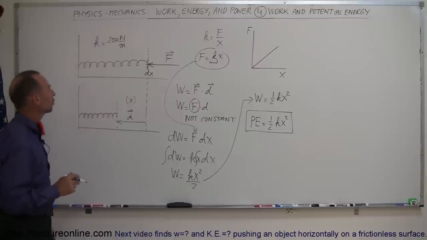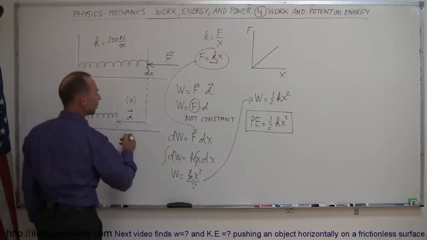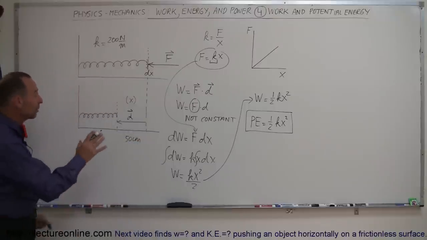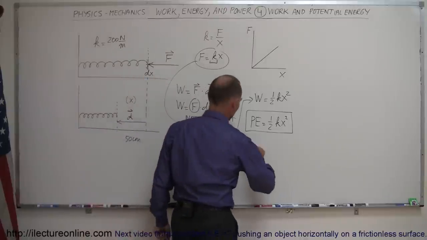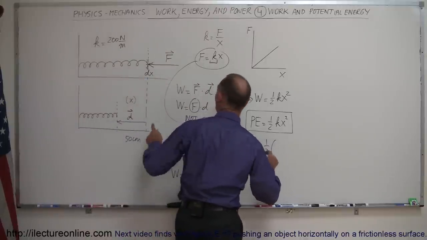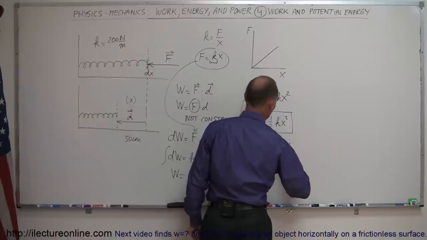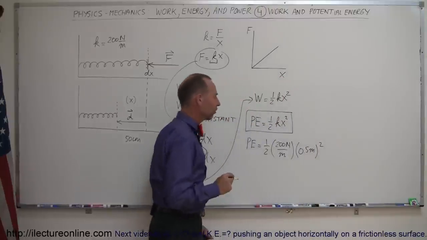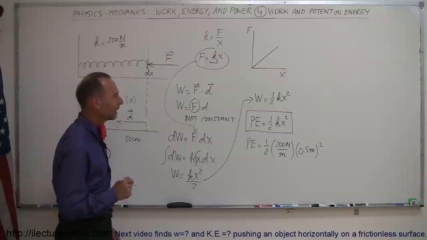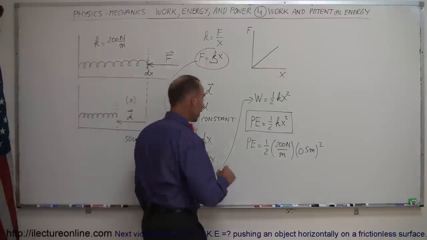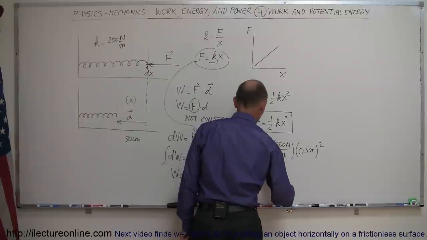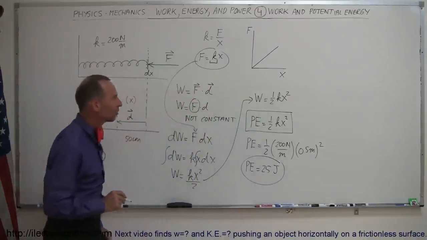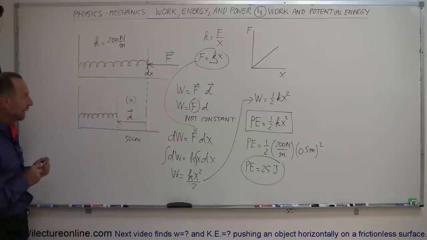Now, if we assume that k is 200 newtons per meter, and let's say that the displacement is 50 centimeters, which is 1/2 meter, then let's find out how much energy is stored in that spring. So in this case, the potential energy would be equal to 1/2 times k, which is 200 newtons per meter, times x squared, which would be 0.5 meters squared. And so 0.5 squared is 0.25, divided by 2 is 1/8. That would be 200 divided by 8, which is 25. So the potential energy stored in the spring would be 25 newton meters. Of course, that is equal to joules. So that's how we figure out how much potential energy we can store in a spring.